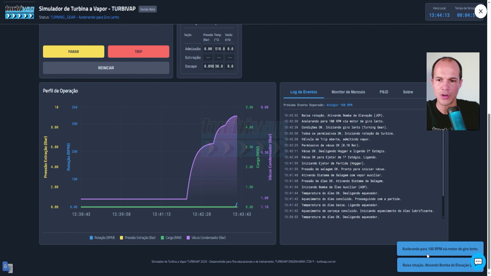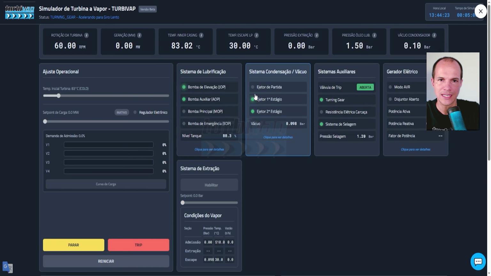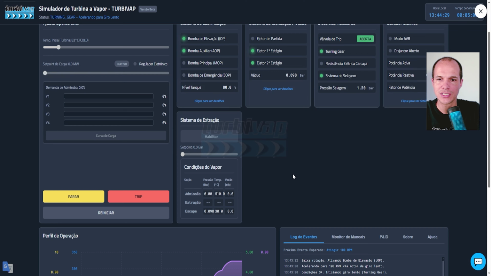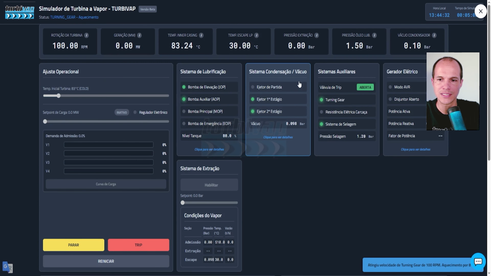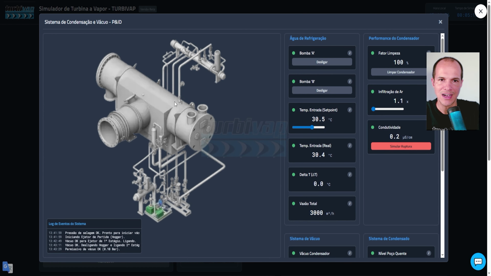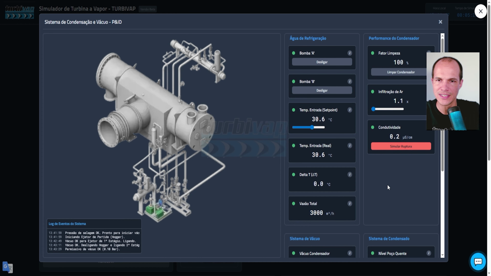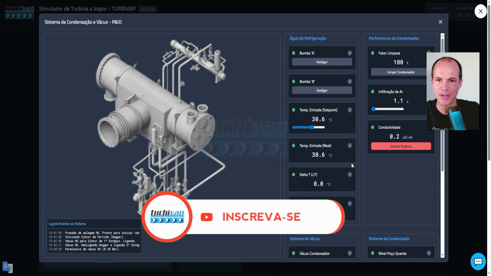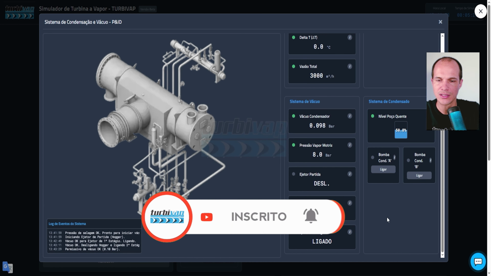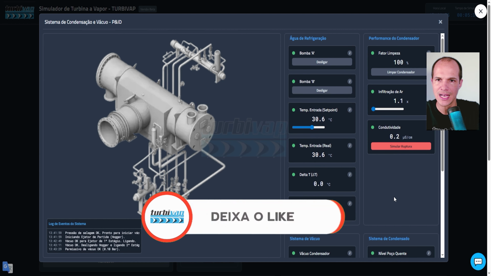So now it will start to accelerate the turbine up to 100 revolutions. From here on, following the starting curve, it will accelerate the turbine and we can see all the indicators of what is happening. But because it's a simulator, it's not static. For example, in the condensation system there are some variables that will require the operator to perform some maneuvers, like a situation with the hot well, where the condensate level will start to increase.